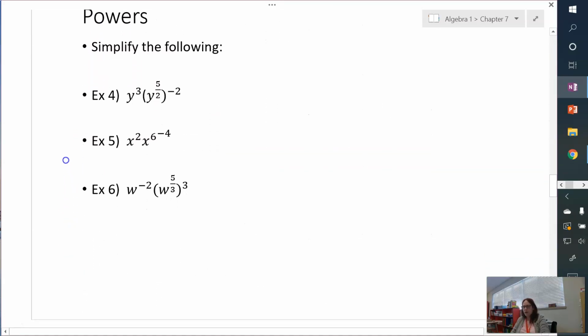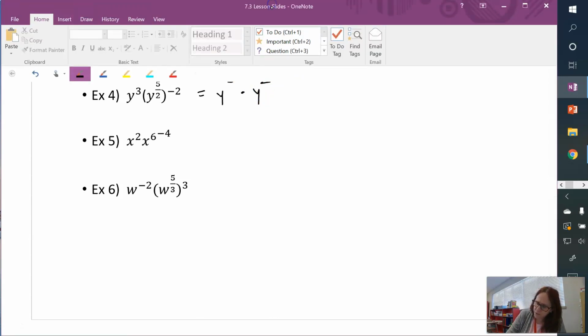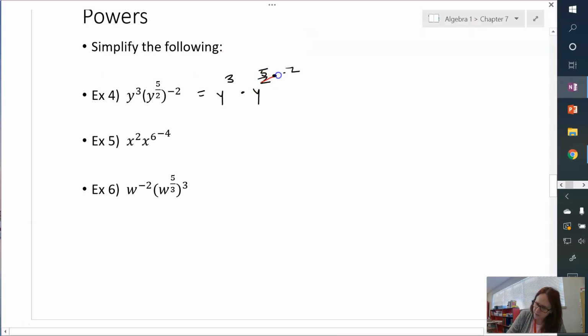Now let's try it where we have only variables here. And look, I have some negative exponents too. So our first one, we have y cubed, and we're going to multiply that by y to the 5/2, which is being raised to the -2. So I'm going to multiply those exponents together. Those 2's cancel. So I'm going to get y to the 3 times y to the -5.